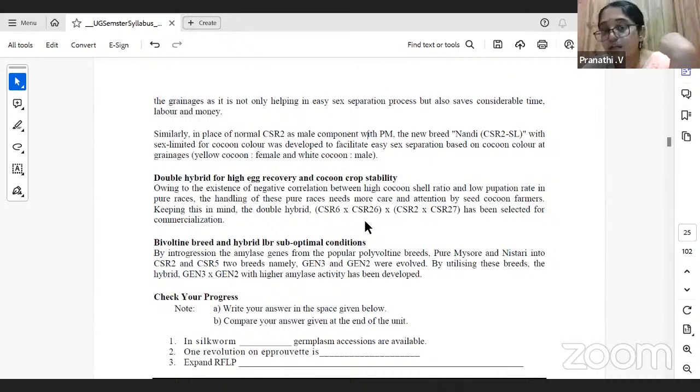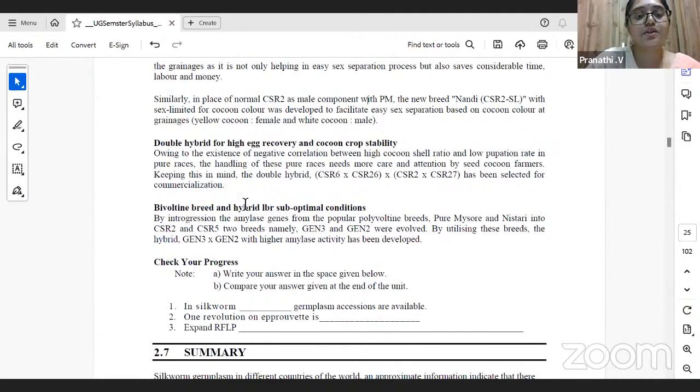The progeny is then crossed with CSR2, CSR27. So it's a double hybrid having four distinct lines in it. So it has been selected for commercialization. When it comes to the bivoltine breed and hybrid IBR, you have suboptimal conditions also which are there basically.